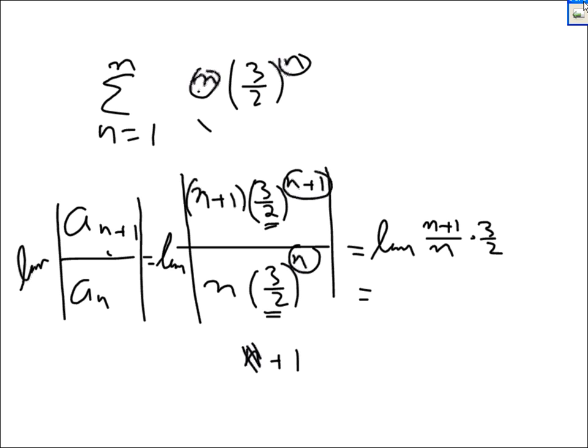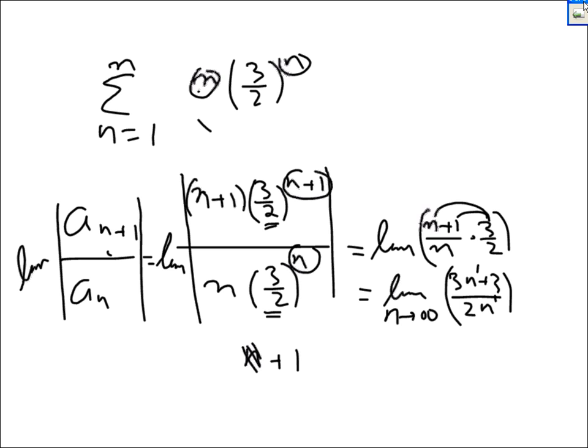Okay, if you want, you can distribute. You get 3n plus 3. The limit of 3n plus 3 divided by 2n, as n is going to infinity. Since they both have the same highest power, 1, the answer will be the division of the numbers in front of them, which is 3/2, which is bigger than 1, which implies it diverges. It diverges.